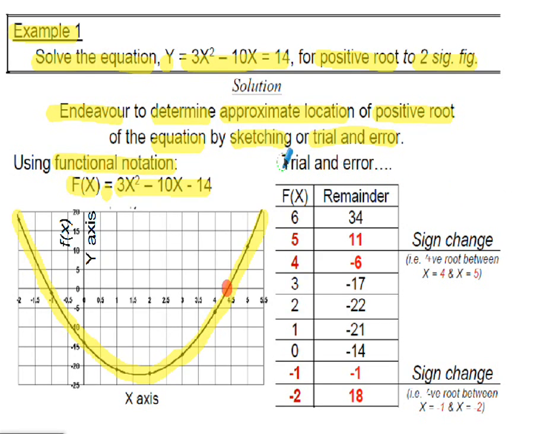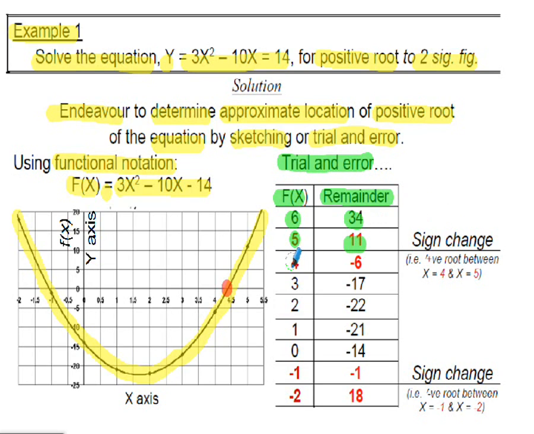An alternative method is the trial and error approach. Here we've got our function of x in this column, 3x squared minus 10x minus 14, and here is the y value, the function of x value, when we put the x value into the equation. For example, if you put 6 into the equation for x, we get 3 multiplied by 6 squared minus 10 multiplied by 6 minus 14, and that gives a value of 34. If we now put the value of 5 in, we get 3 multiplied by 5 squared minus 10 multiplied by 5 minus 14, and that gives a value of 11.